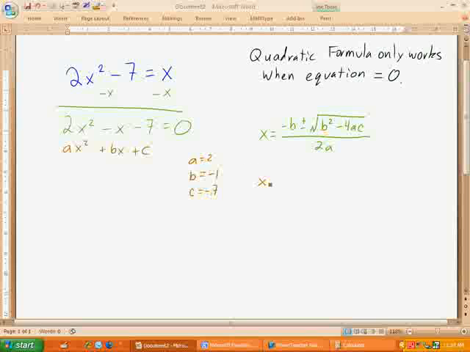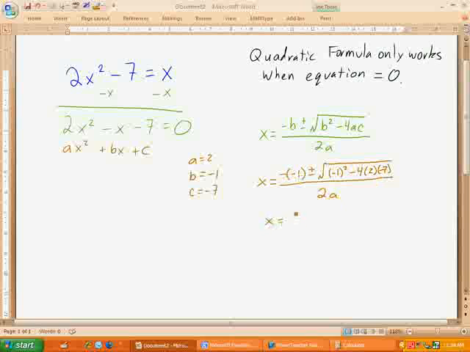So x equals negative b, so negative negative 1, plus or minus the square root of b squared minus 4ac, c is negative 7, all over 2a. So now I'm going to simplify it.